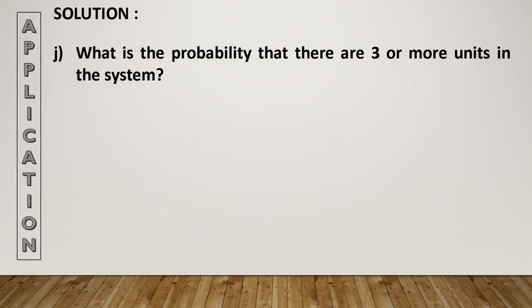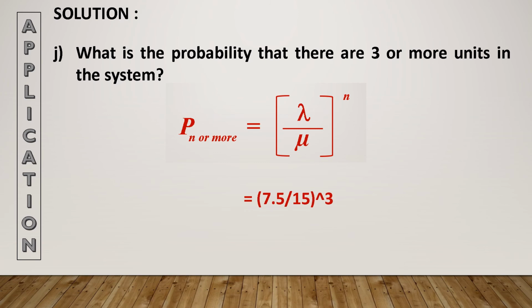Next, letter G. What is the probability that there are 3 or more units in the system? Please take note, 3 or more. As I discussed previously, the n pertains to n, 3 or more, exactly 3 or more. So we're going to use this formula. P sub n or more is equal to mean arrival rate divided by mean service rate raised to the power of n. Fill in, we have 7.5 divided by 15 raised to the power of 3. We have 0.125 or 12.5%. That is the probability that there are 3 or more units in the system.